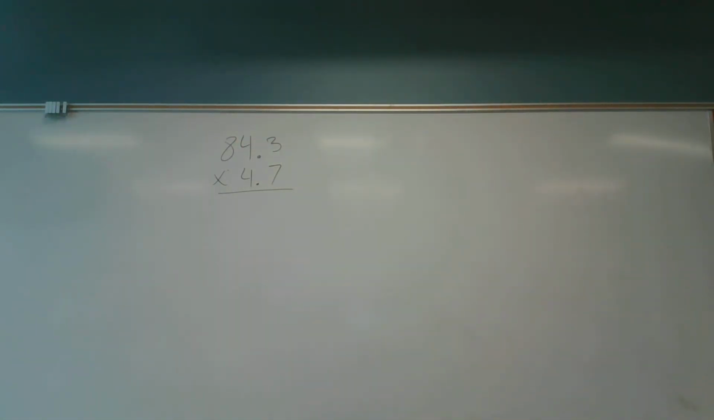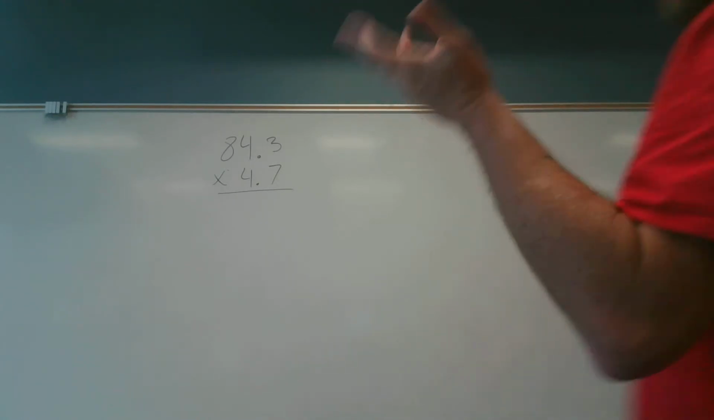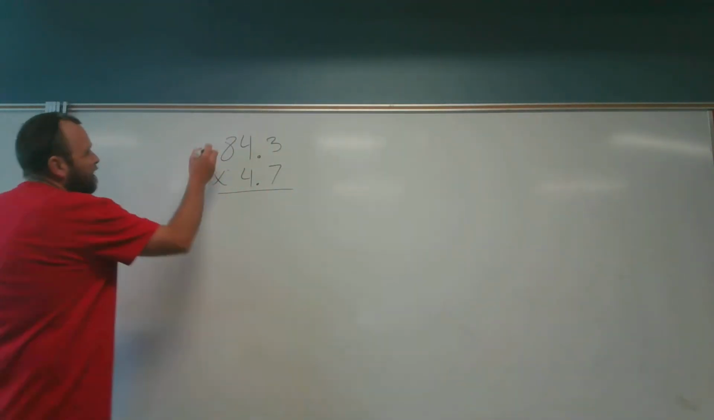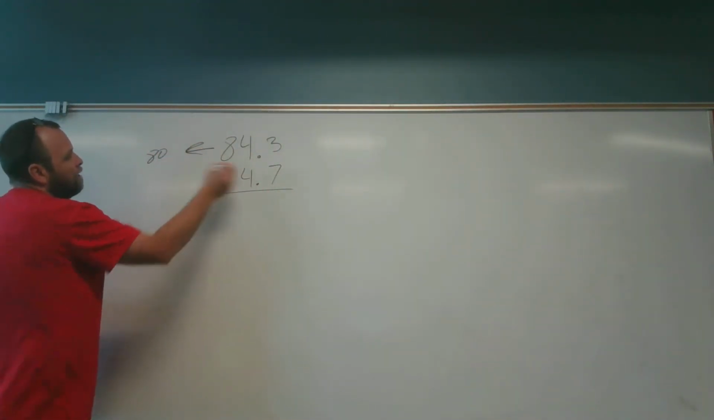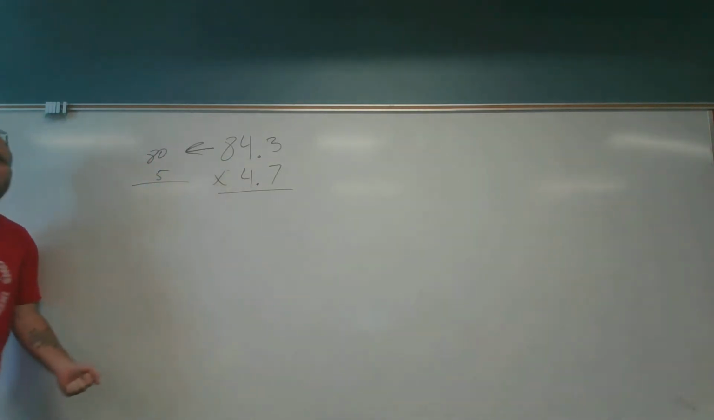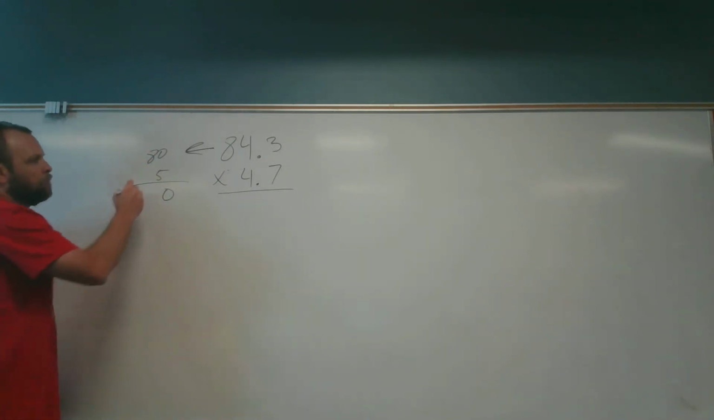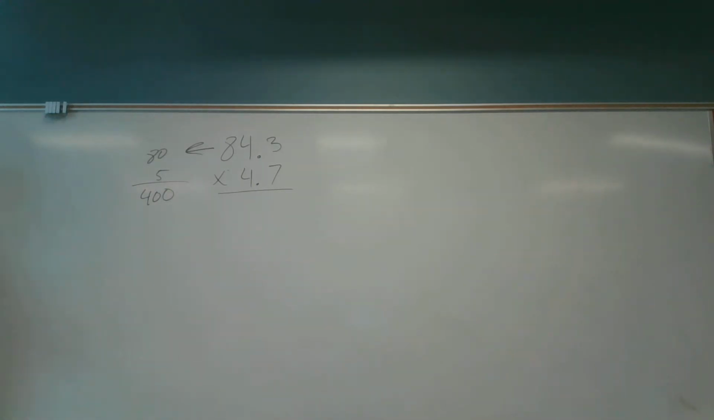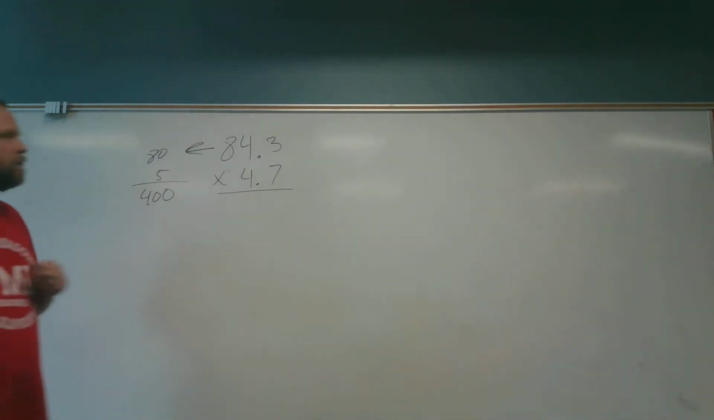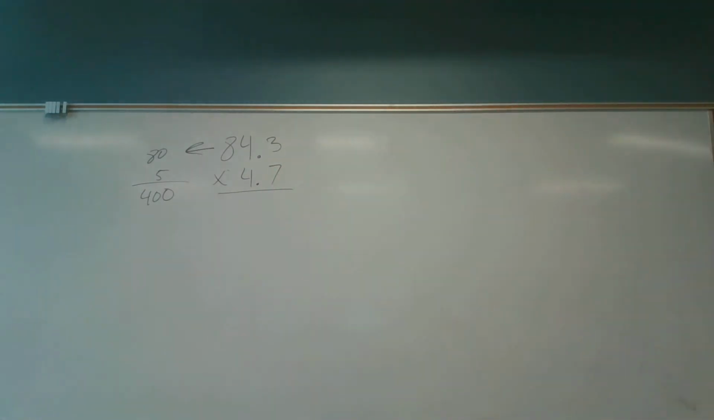Let's round our factors so we can get an estimate, and I'm going to round it to make it real easy. Let's say 84 is 80, and 4 and 7 tenths is 5. What would be 80 times 5? You can do that in your head. Bring that 0 down. What's 5 times 8? 40. So my answer needs to be somewhere around 400. So there's our estimate, 400.